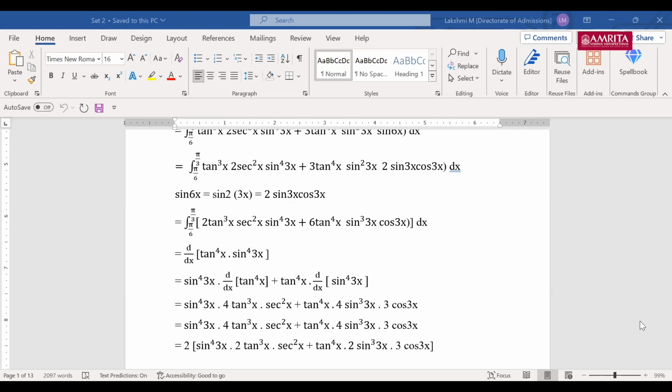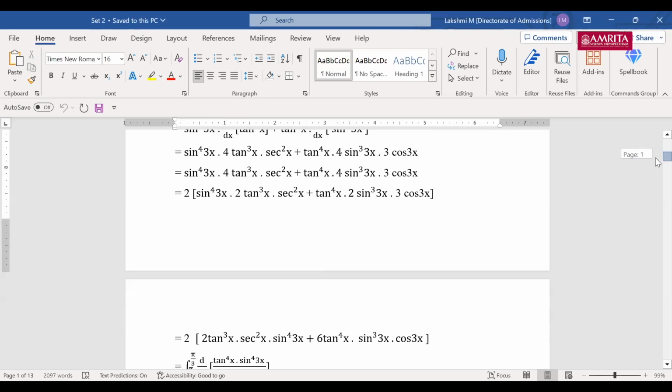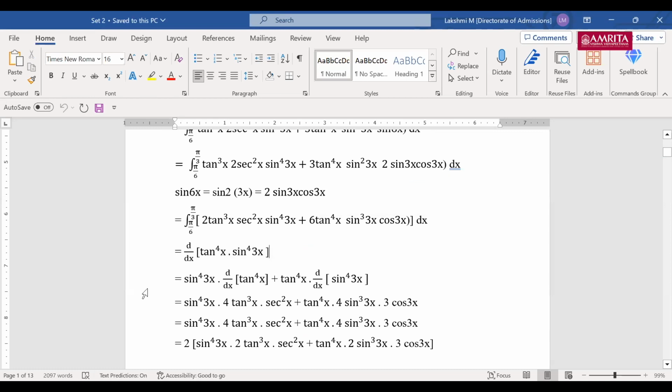Now what I'm doing, it's d by dx of tan raised to 4x into sine raised to 4, 3x. So you have to apply the formula, right? First into d by dx of second plus second into d by dx of first. So it's tan raised to 4x, which is 4 tan cube x into sec square x. Similarly, sine raised to 4, 3x is 4 sine cube 3x into 3 into cos 3x. So you have to just expand it.